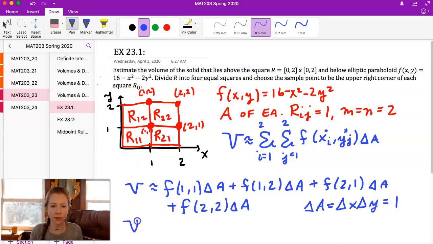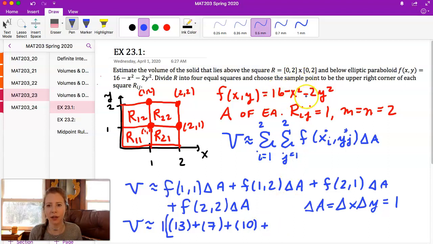And so volume is going to be approximately equal to our delta A, which is 1, times f of 1,1. And so we need to plug that into our function above. So it's going to be 16 minus 1 minus 2, and so we get 13, plus f of 1,2, which is 16 minus 1 minus 2 times 2 squared, which gives us 7. And then f of 2,1 is 16 minus 4 minus 2, which is 10. And lastly, 16 minus 4 minus 2 times 4, which gives us 4. So our volume is 34.